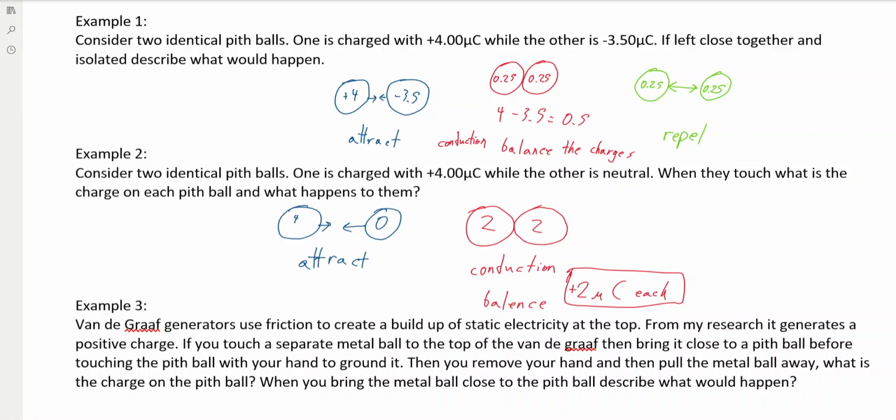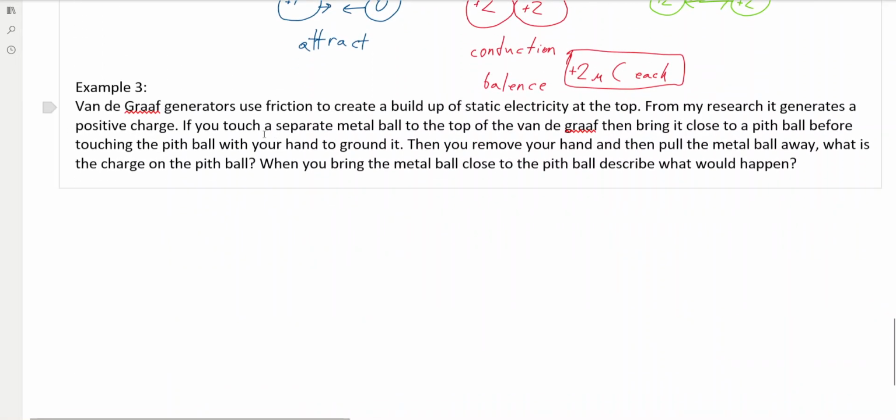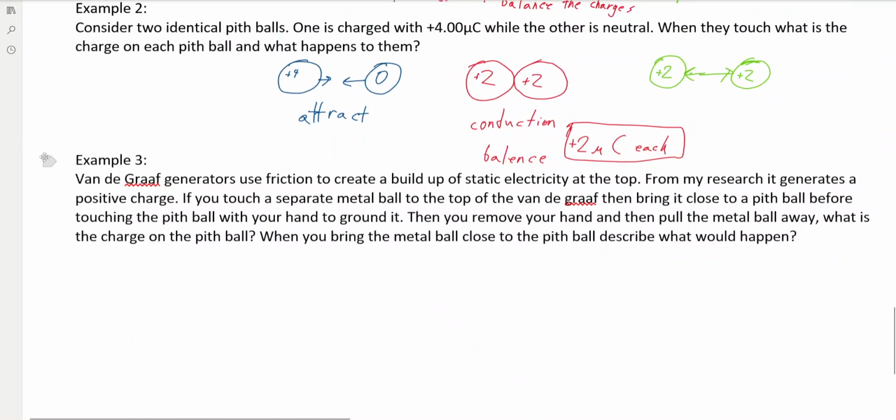Okay, and then step 3, what's going to happen next? Well, they're going to have a repulsion, because they're both positively charged. +2, +2 charge. All right. Hopefully that makes a little bit of sense. Let's continue on to example number 3.